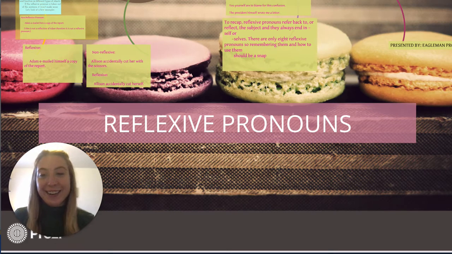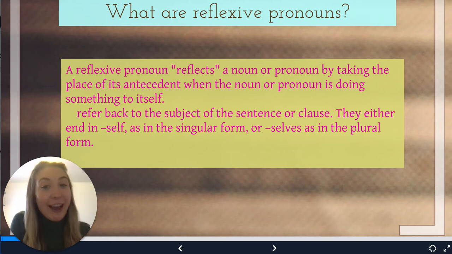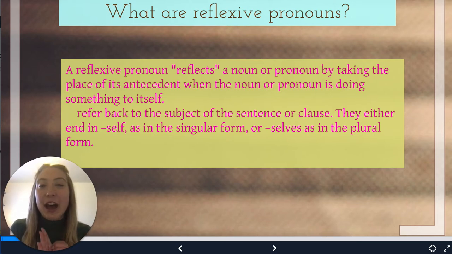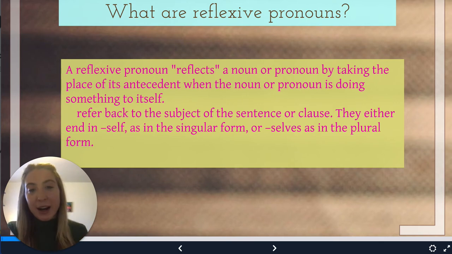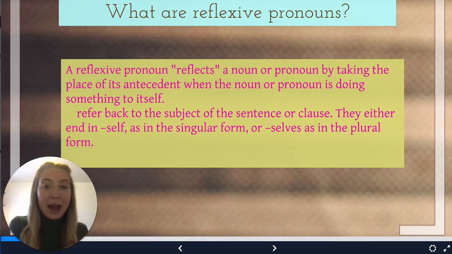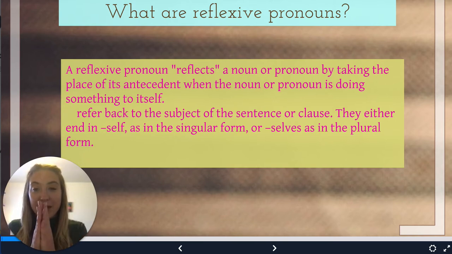So let's get started. Our reflexive pronouns, again, are pronouns that reflect, kind of go together, a noun or a pronoun by taking the place of its antecedent. So it's taking the place in the predicate when the noun or pronoun is doing something to itself. Our reflexive pronoun always refers back to the subject. Our subject and our reflexive pronoun always have to match.